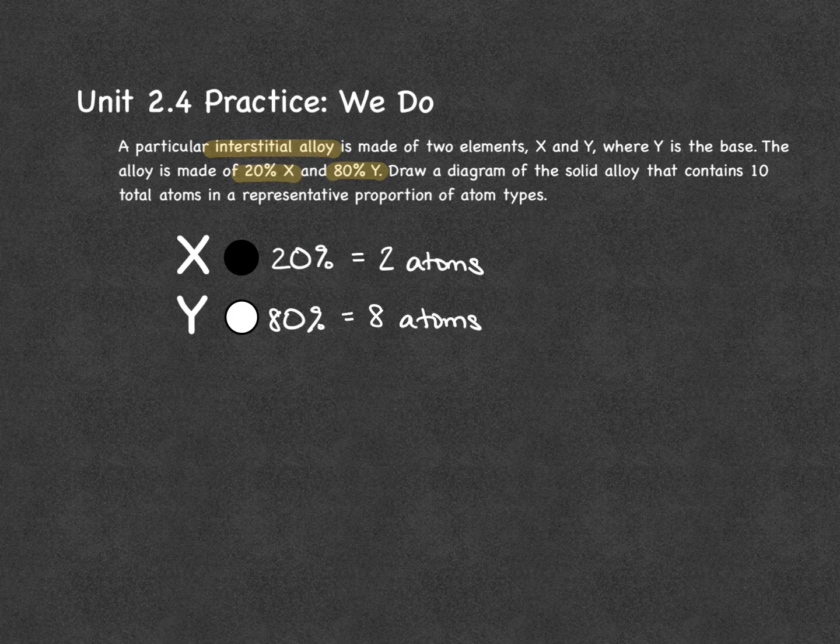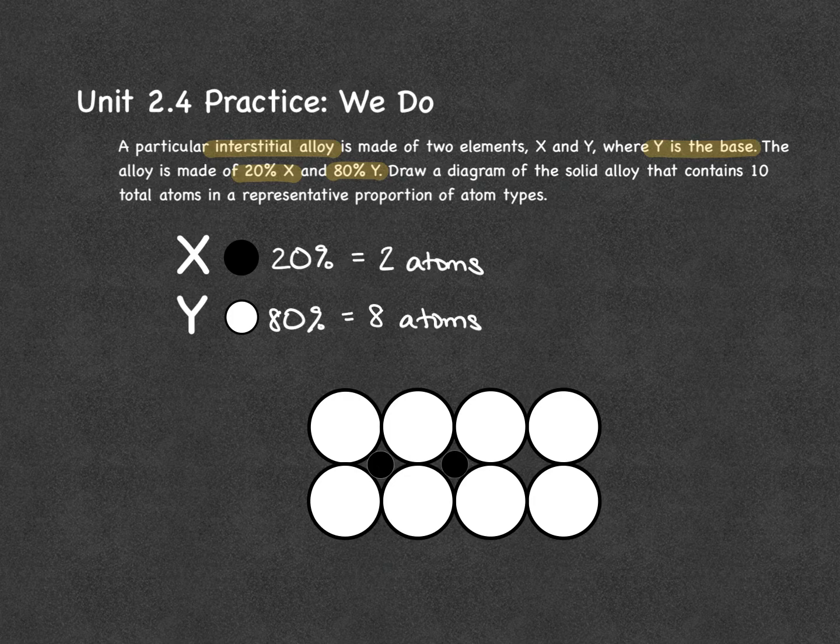They also mentioned above, sorry, I kind of skipped over it, I should have highlighted, that they also told us that Y is the base. That means that's going to be the metal that we are adding the other metal to, that we are adding X to. And that's typically going to be the one with the larger radius.